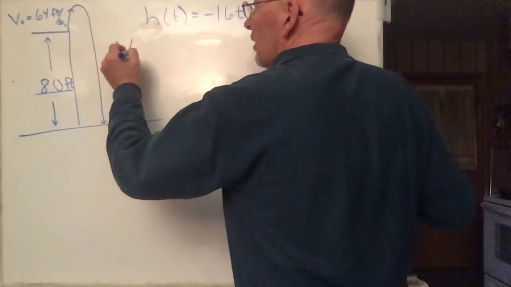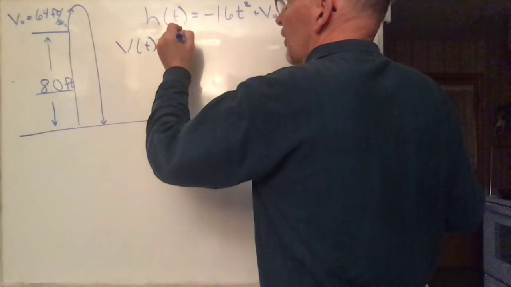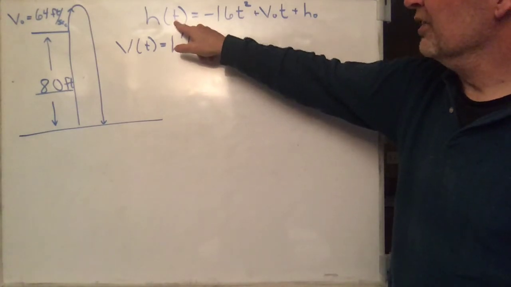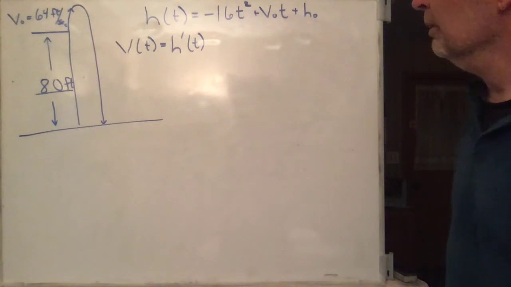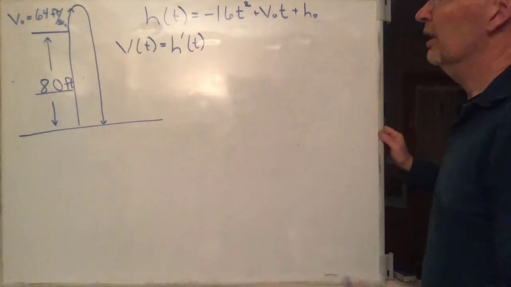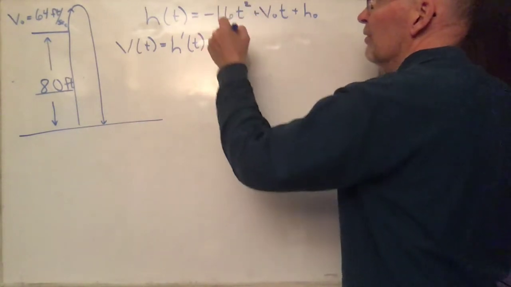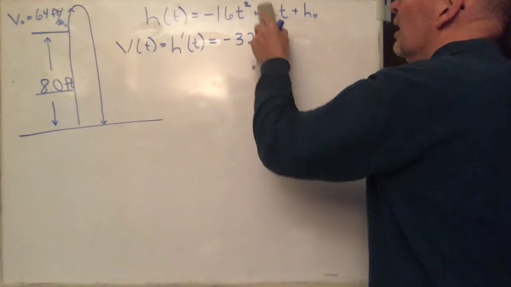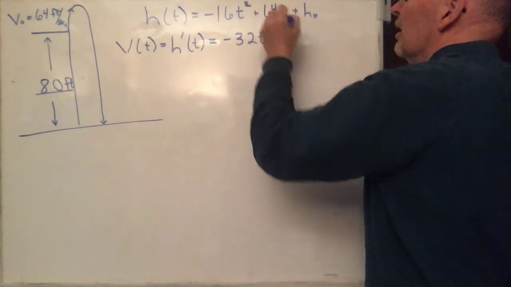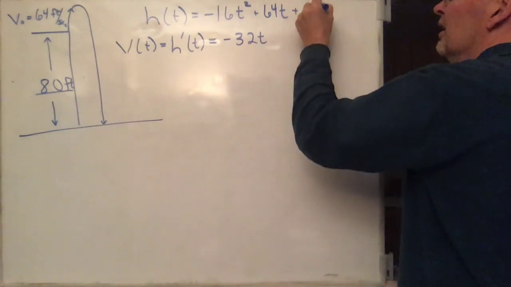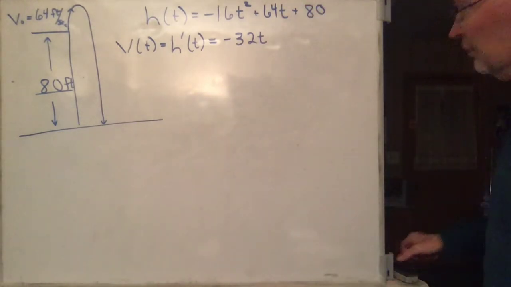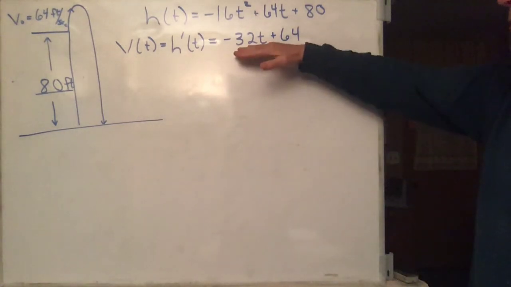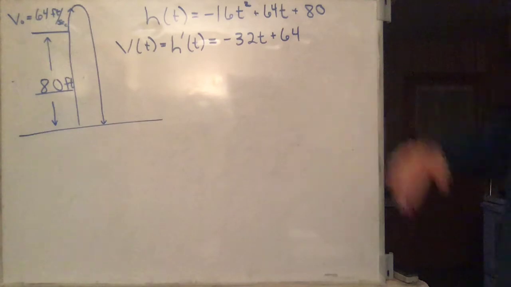So v of t, standing for the velocity, is equal to the derivative of the height. And notice I'm using h prime for the derivative. Notice the variable in this case is t rather than x, but that's okay. It's just another variable. And so now let's go ahead and find the derivative of this thing. So we just did something like this. So you're going to bring the 2 down. It's going to be negative 32t. Oh, I'm sorry. And this should have been what? I just changed it to 64 and changed this to 80. Okay, so it's 80 feet up, and the initial velocity is that. So negative 32t plus 64. So that gives us the velocity at any point right there.